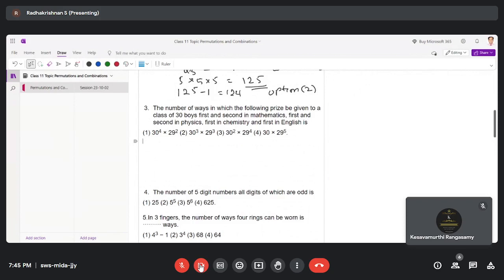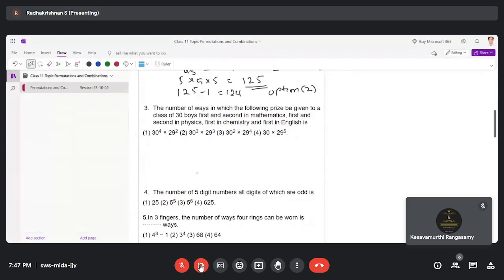The number of ways in which the following prizes can be given to a class of 30 boys: first and second in mathematics, first and second in physics, first in chemistry, first in English. There are 30 boys. We don't know who is going to get which prize. Like that, we don't know who is going to be first or second in physics. So how many ways can the prizes be given?